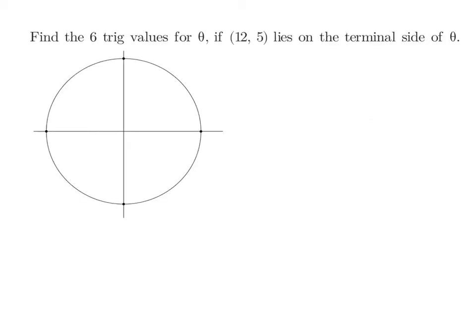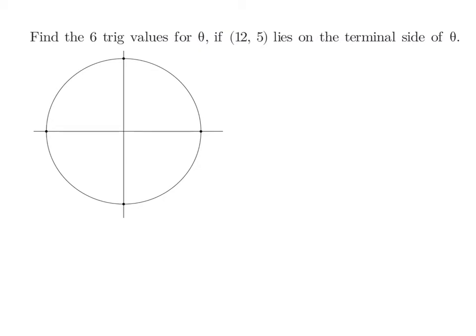Let's take a look at a specific kind of problem when we have a point on the terminal side of a position angle. So the problem is to find the 6 trig values for theta if the point 12, 5 lies on the terminal side of theta.